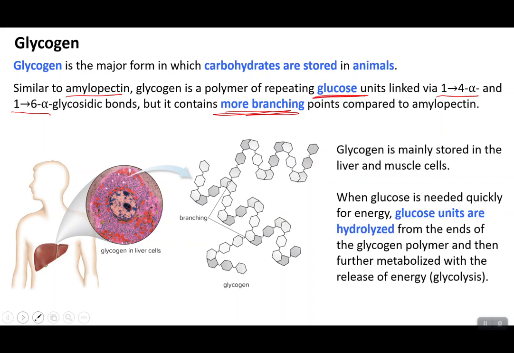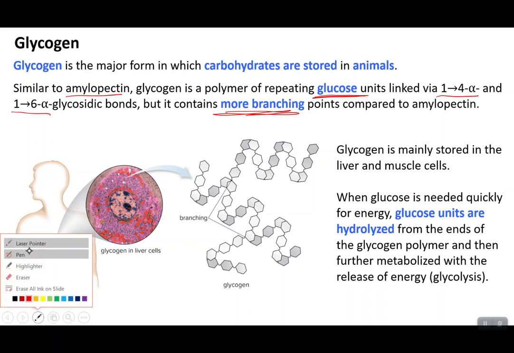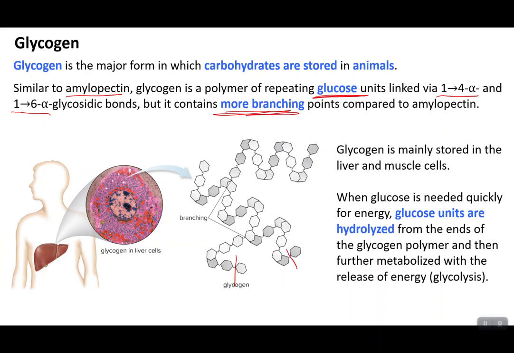So glycogen, again, is this large polysaccharide all filled with these glucose units that can then later be used for energy. They are mainly stored in the liver and in muscle cells. So when glucose is needed quickly for energy, like when you're exercising, for example, these glucose units will be hydrolyzed. So they will be cut off at the ends, and they can continue to do that until you get all of the glucose that you need. And then those glucose units, or those monosaccharides, after they are cleaved, are going to be further metabolized to release energy in a process termed glycolysis, which we are going to talk about in the unit of metabolism.